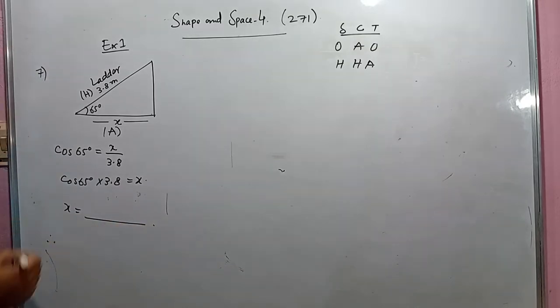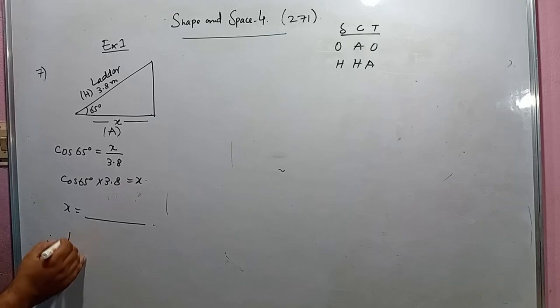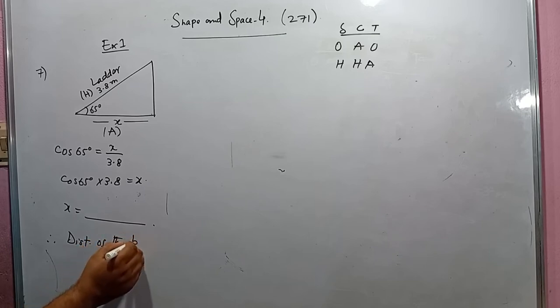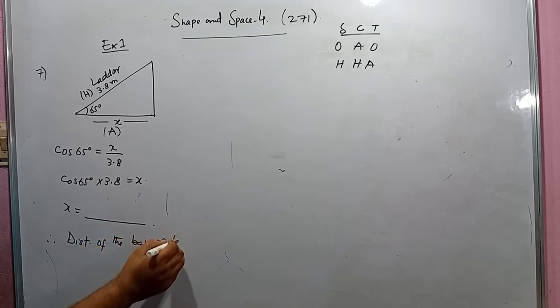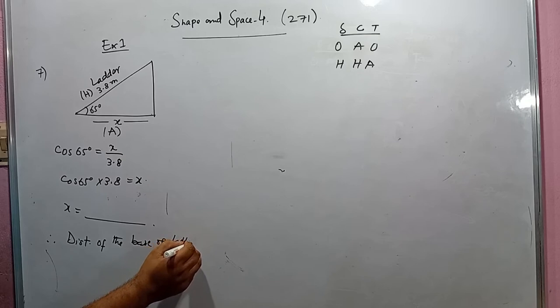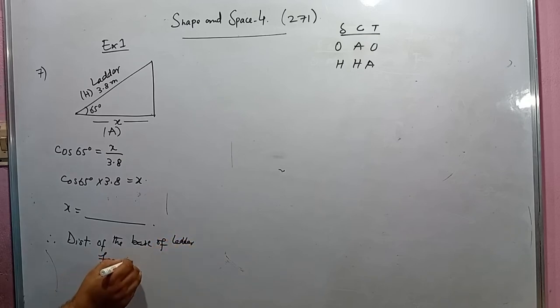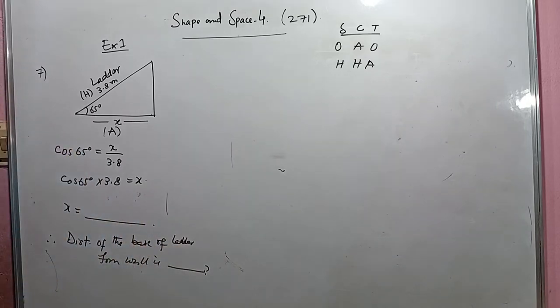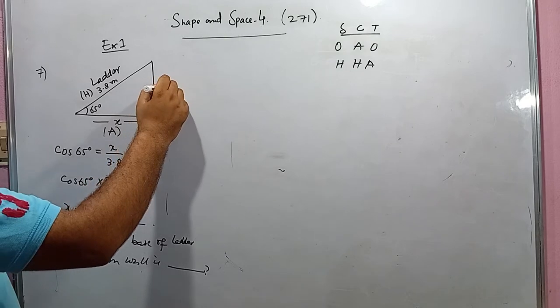Therefore I can write finally, the distance of the base of the ladder from the wall is whatever you get. For the answer you can use the calculator. It's a very simple question. This is actually here the wall.